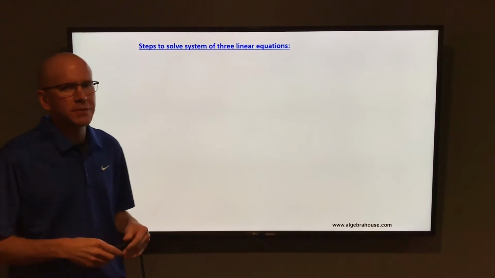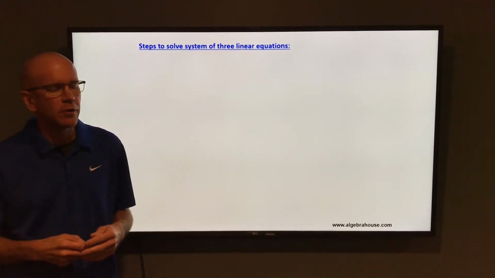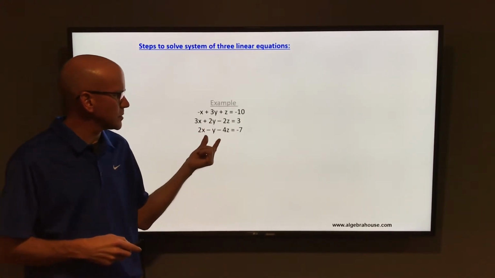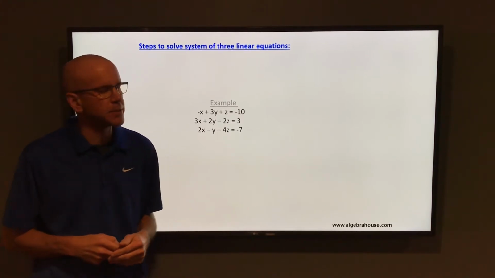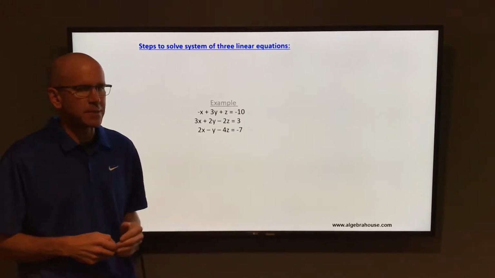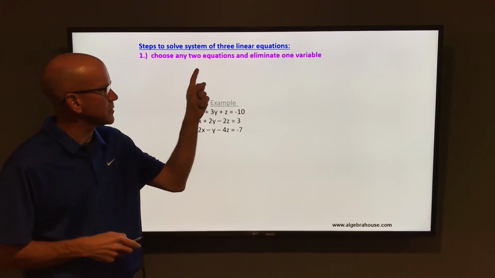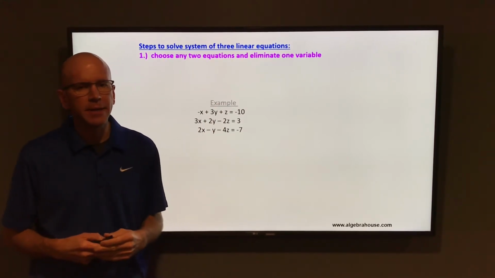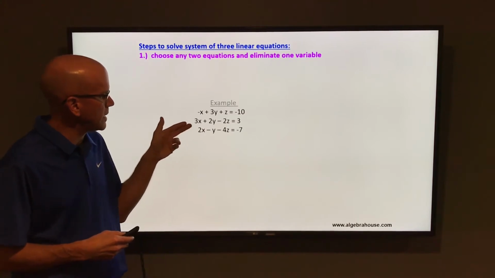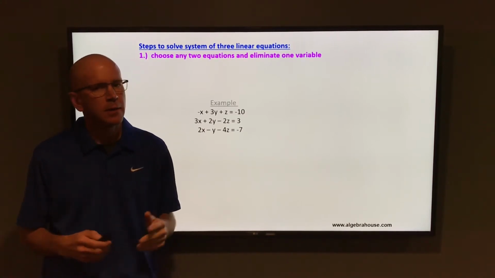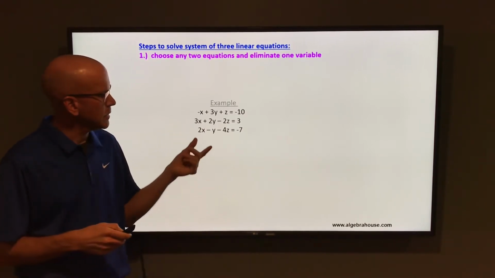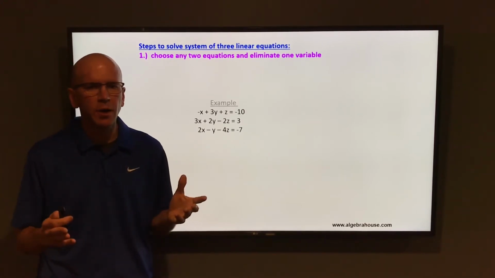We're going to solve a system of three equations in three variables. For example, these three equations have three different variables, x, y, and z. We're going to solve that system for x, y, and z. These are the steps. The first step is to choose any two equations and eliminate one variable. Choose any pair of equations; it doesn't matter which pair. Eliminate one of the variables, either x, y, or z.